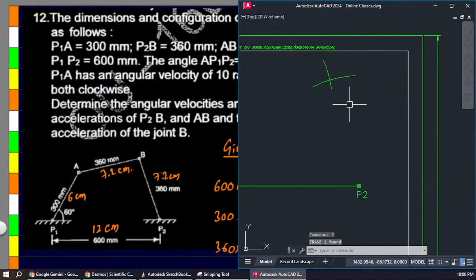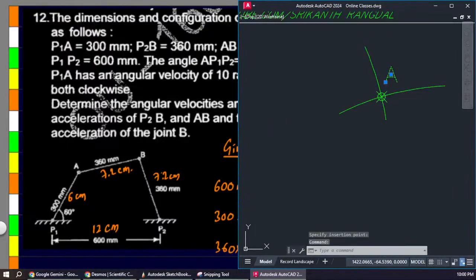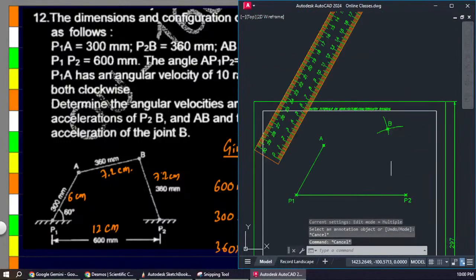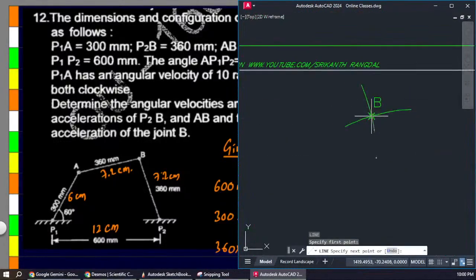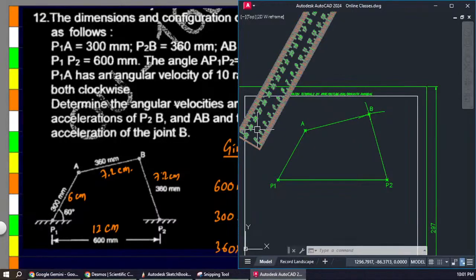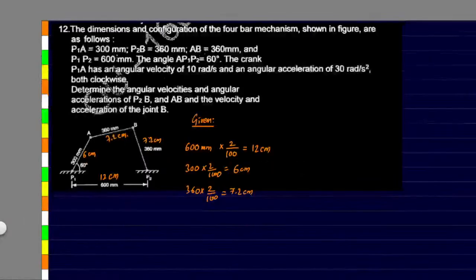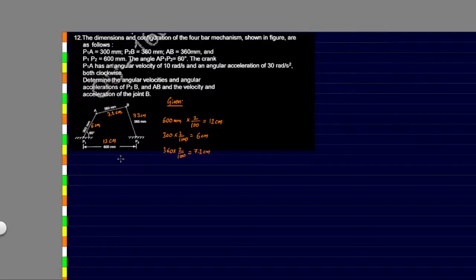Once you are done with marking, just take a point of intersection. This point of intersection is nothing but point B. Once you have the point B, you can use the scale to connect them. To speed up, I'm just going to directly draw it, but you'll have to use the scale to connect this point. So now you can see that we have got the position diagram correctly. Now for the velocity diagram, we'll have to start making the diagram.